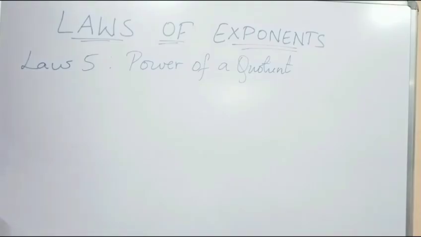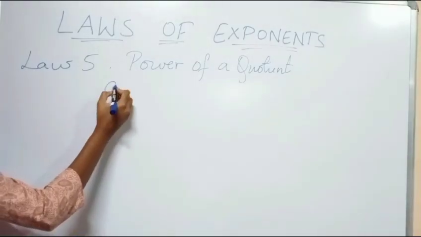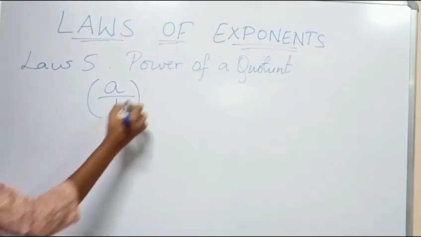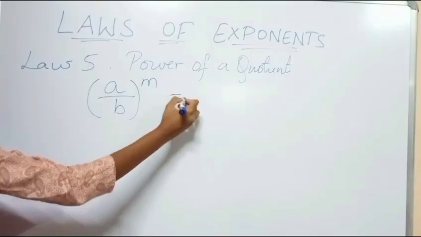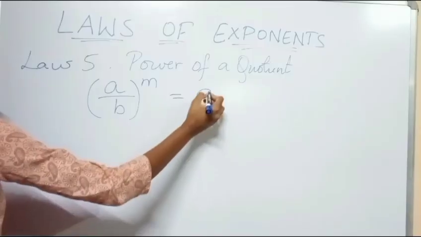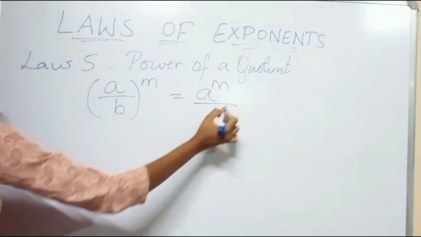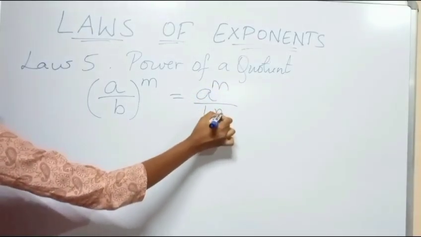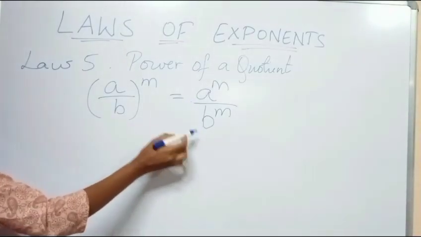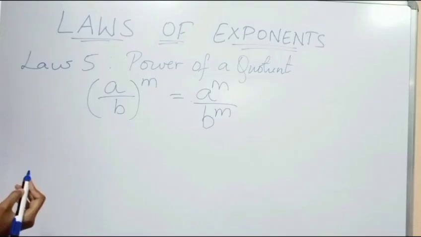The fifth law is power of a quotient. The formula is A divided by B, the whole raised to the power of M. So the answer is A to the power of M divided by B to the power of M. So you have to raise both numerator and the denominator to the power.